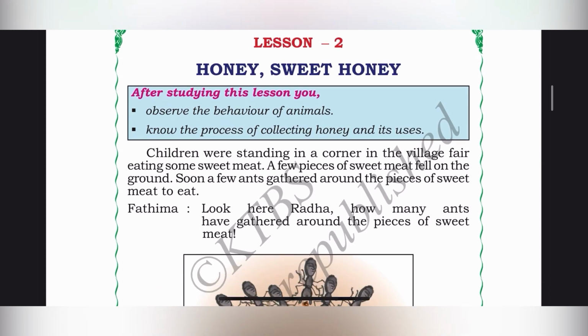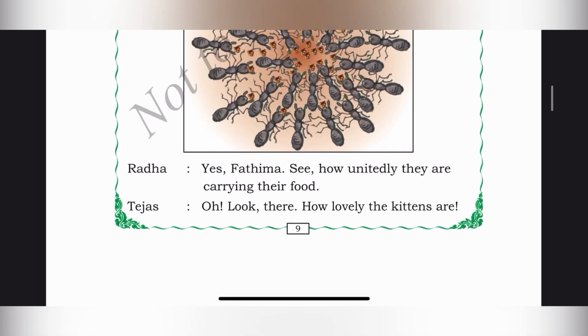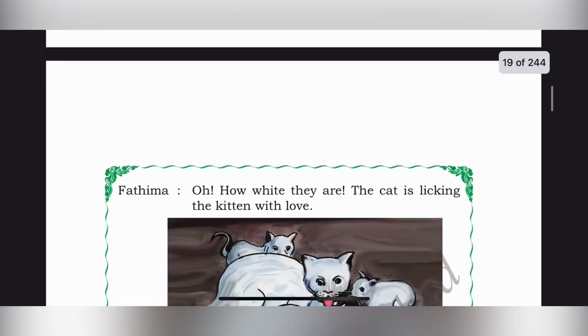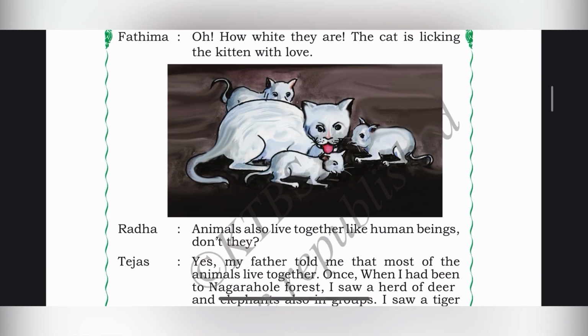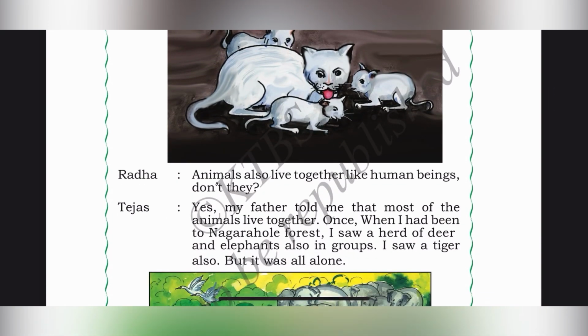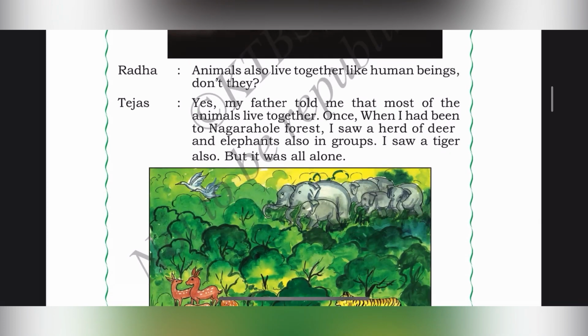So children, now let us know the conversation between friends when some piece of meat fell on the ground. Fatima says to Radha, look here Radha, how many ants have gathered around the pieces of sweet meat? Radha: Yes Fatima, see how unitedly they are carrying their food. Tejas: Oh, look there, how lovely the kittens are. Fatima: Oh, how white they are. The cat is licking the kittens with love. Radha: Animals also live together like human beings, don't they?